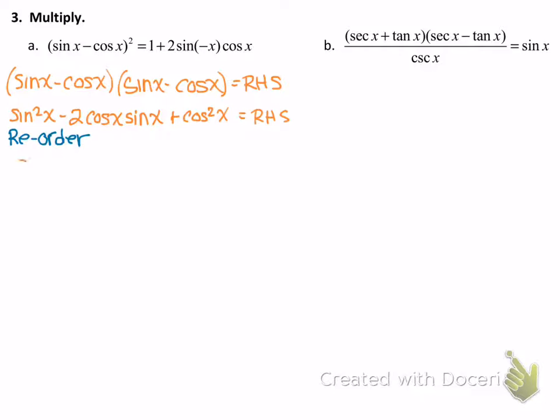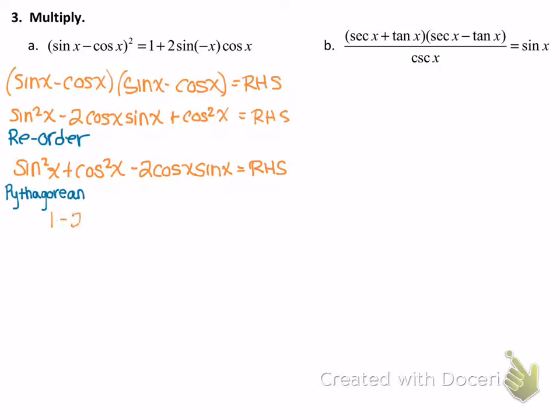And I'm going to pull the sine squared of x plus cosine squared of x out, because I see those two as part of this function, and I know that that is a Pythagorean identity. So that's what I want. Sine squared x plus cosine squared x equals 1. So now I have 1 minus 2 times sine x times cosine x equals my right-hand side.